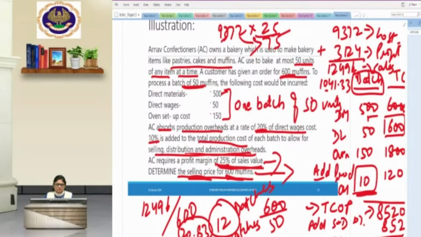Yeah. So any doubt? Yes. 1041 is the selling price per batch. 20.83 is the selling price per muffin. Clear? 1041.33 is the selling price for 50 muffins. But 20.83 is the selling price for one muffin. Cost per unit, cost per muffin. Clear? So this is how it is done. Any doubt?